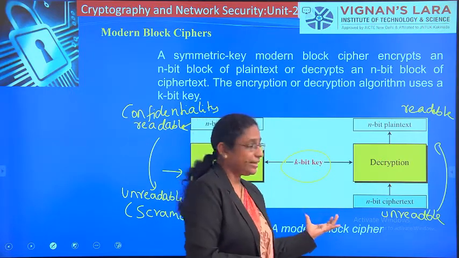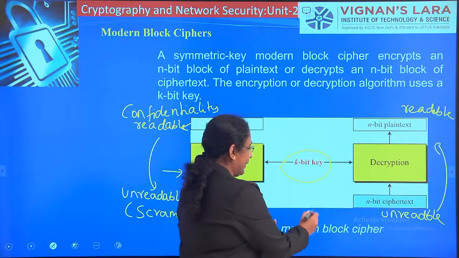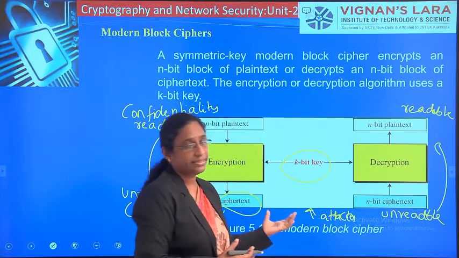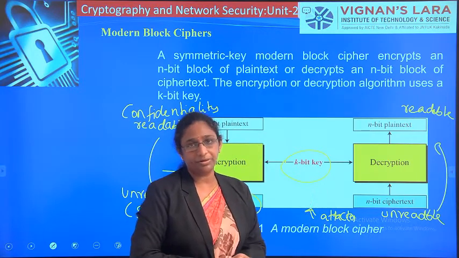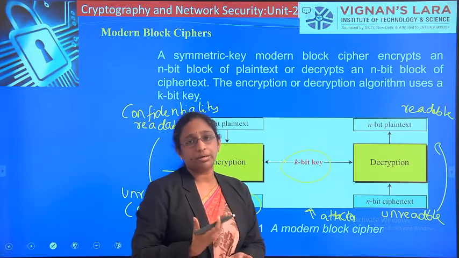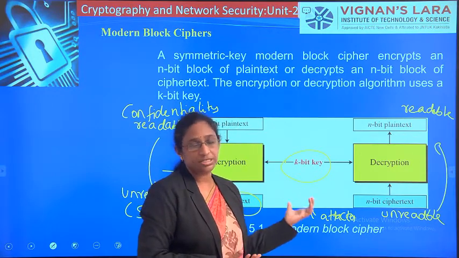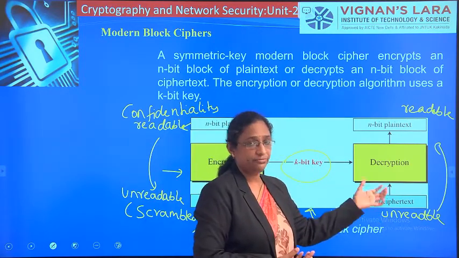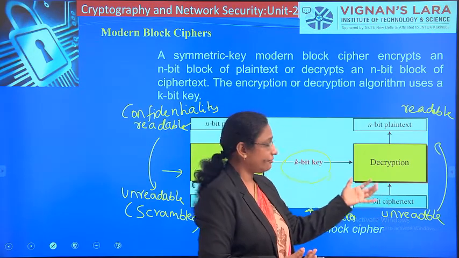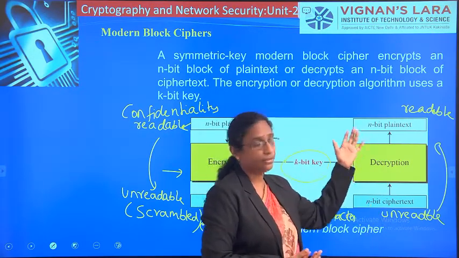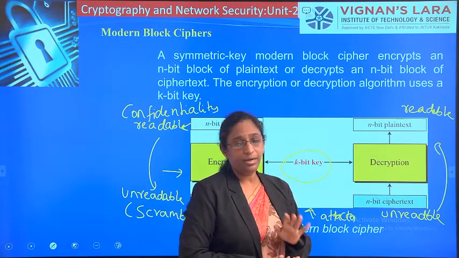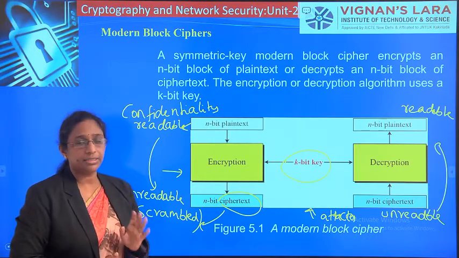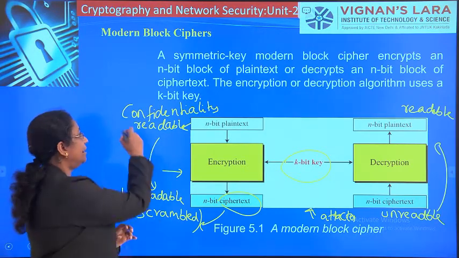Since the data is transmitted in unreadable form, even if there is an attacker in between, the attacker cannot know what information is being exchanged between the sender and the receiver. That is the process of decryption, where the receiver converts unreadable data into readable form and can view the data. That is the main purpose of block ciphers: to provide confidentiality.